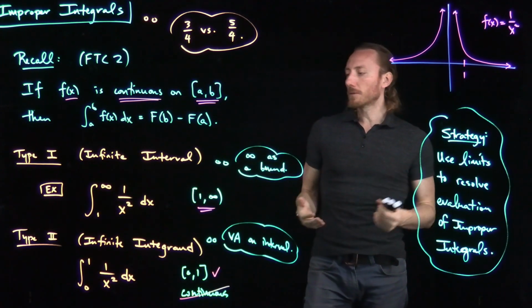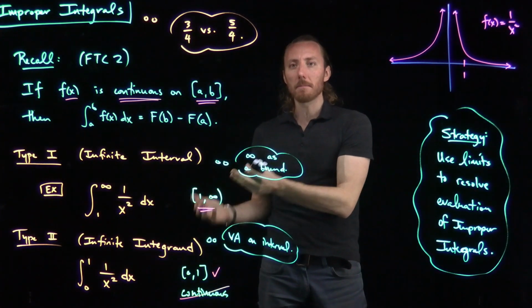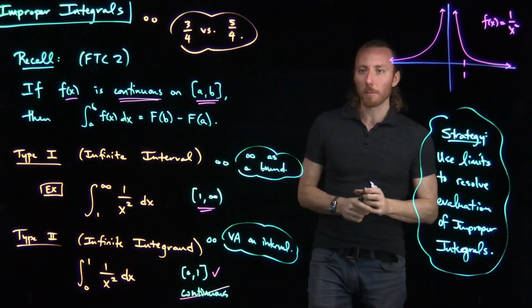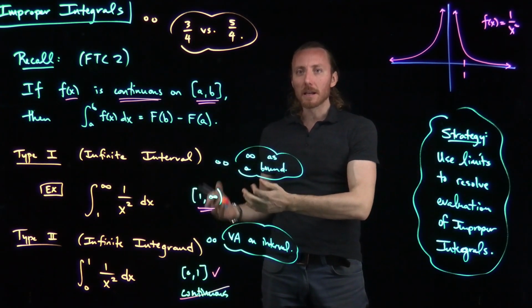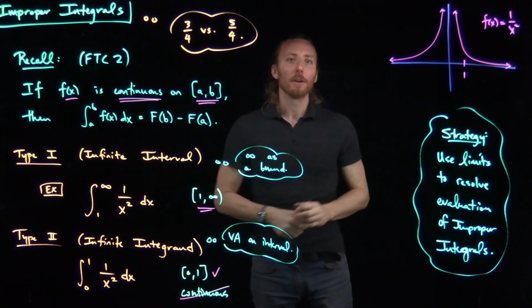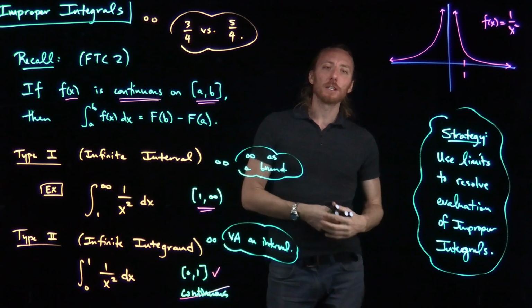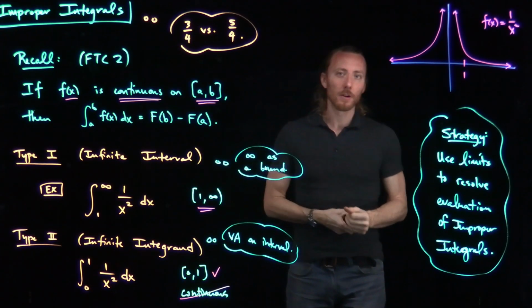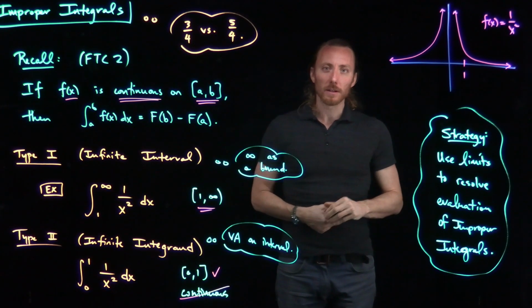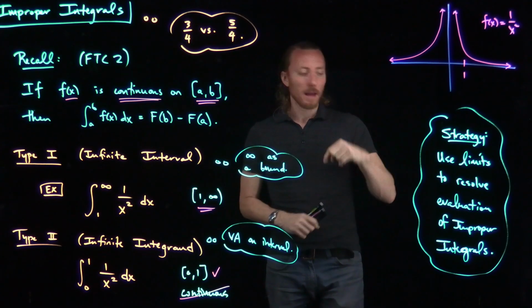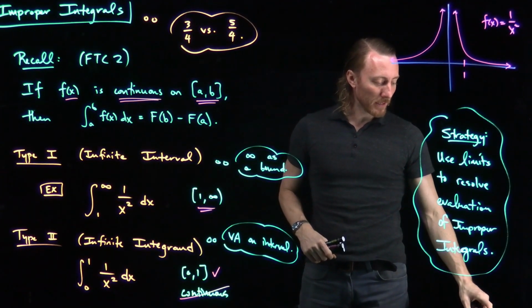So then the question becomes, if these are integrals, despite them being improper where the fundamental theorem doesn't directly apply, how are we going to approach these to deduce how much area there is between the function's graph and the horizontal axis on these regions? The strategy is we're going to use limits to resolve their evaluation. Give me a second to wipe the slate clean, and we'll touch base on how those limits manifest.